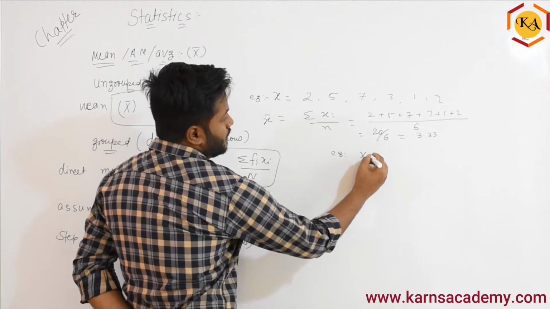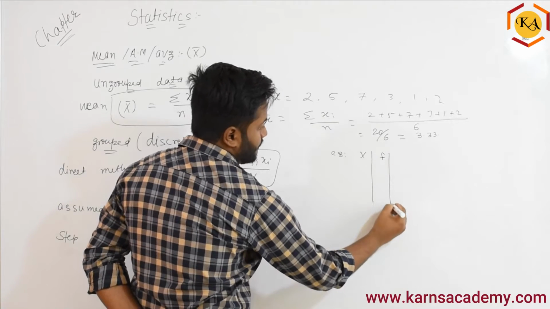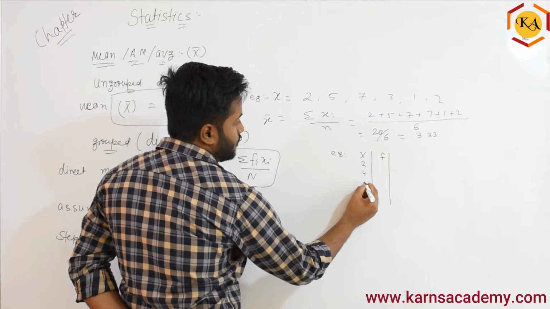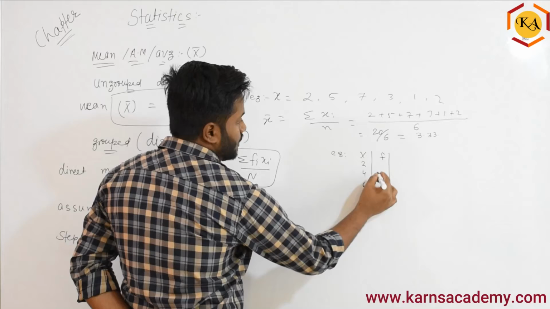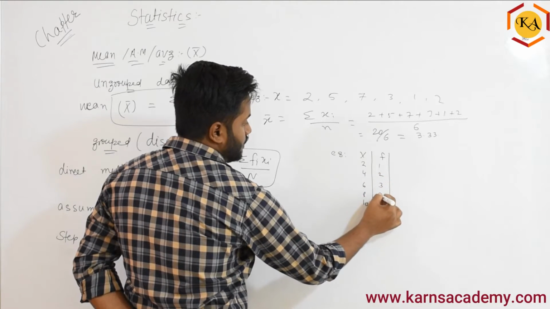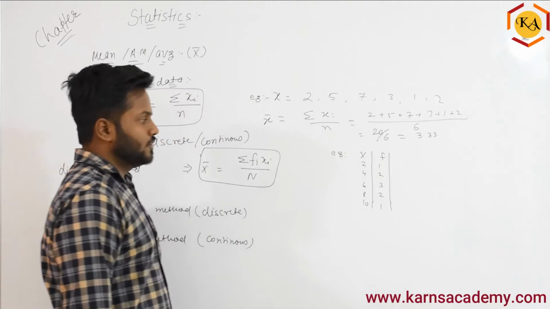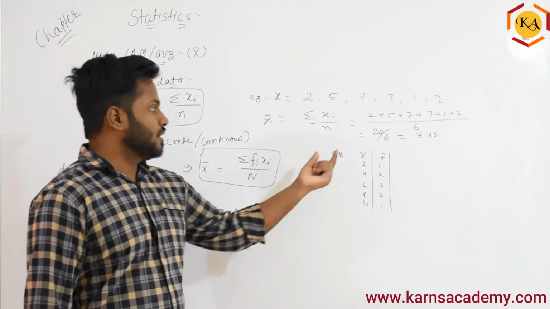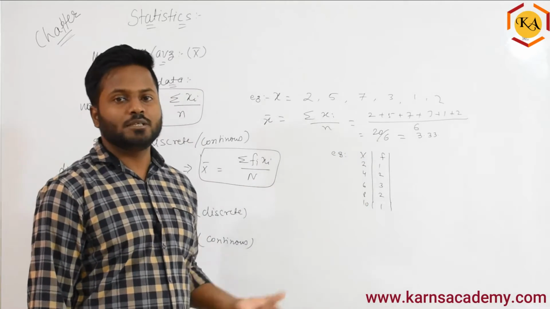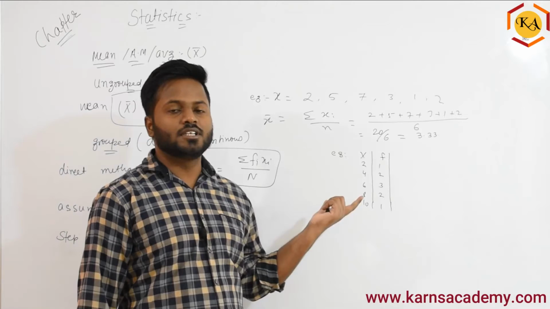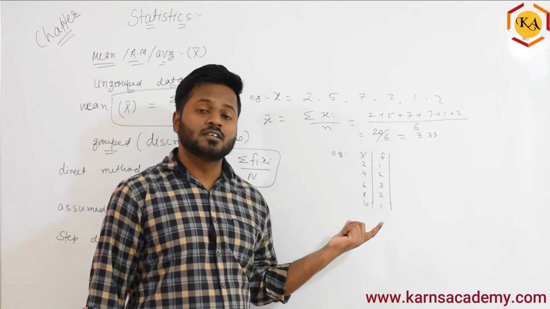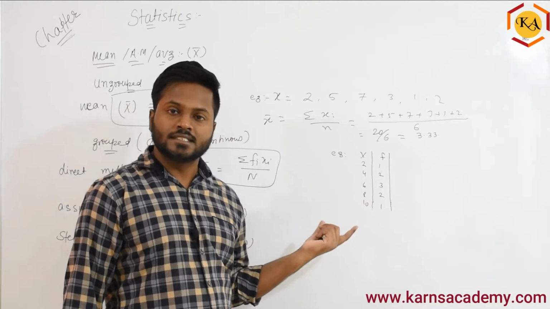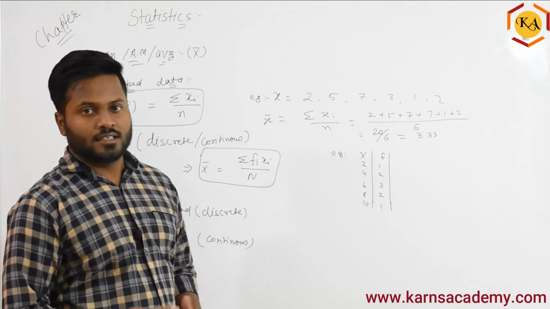They have given x and f. I'm taking 2, 4, 6, 8, 10 and 1, 2, 3, 2, 1, something like that, right? One simple example I've taken where you have x and you have f. Now tell me which data is this particular thing, whether it is continuous or discrete. It is discrete data, right?